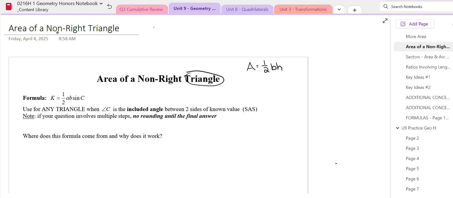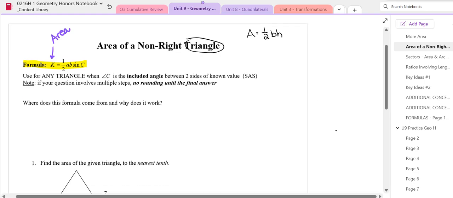But what happens when we come to a place where that formula doesn't work anymore, either because we don't know the length of the base or we don't know the length of the height? Well, in comes our new formula for finding area, which says K, and the K really stands for area. If you figure out why K stands for area, clue me in because I would really like to know that. Area can be found by taking half the product of two sides of a triangle times the sine of their included angle.